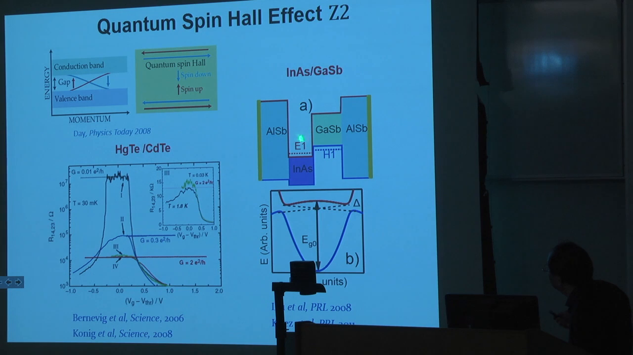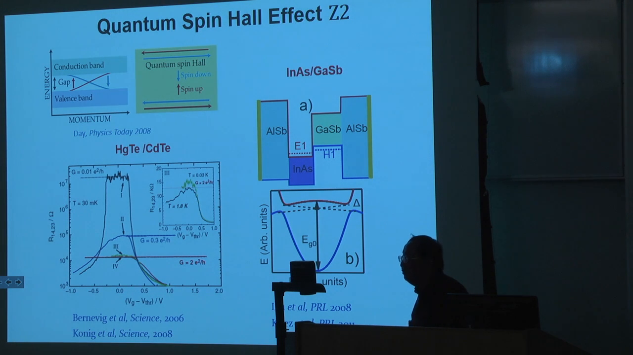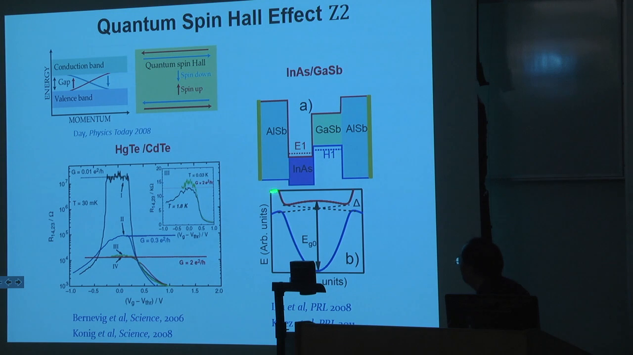So this system has the following feature. This system is artificial. It really means you have to make this system by epitaxial growth. You grow one layer of indium arsenide, which is an electron layer, and you grow another layer immediately after this, called gallium antimonide, which has a hole.